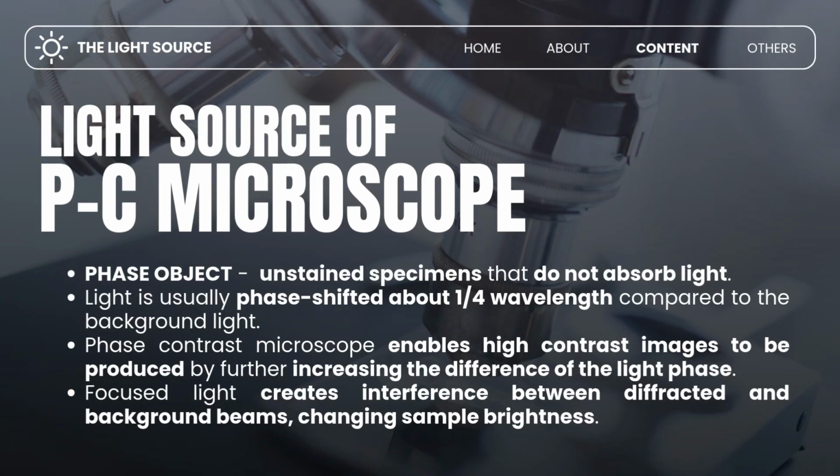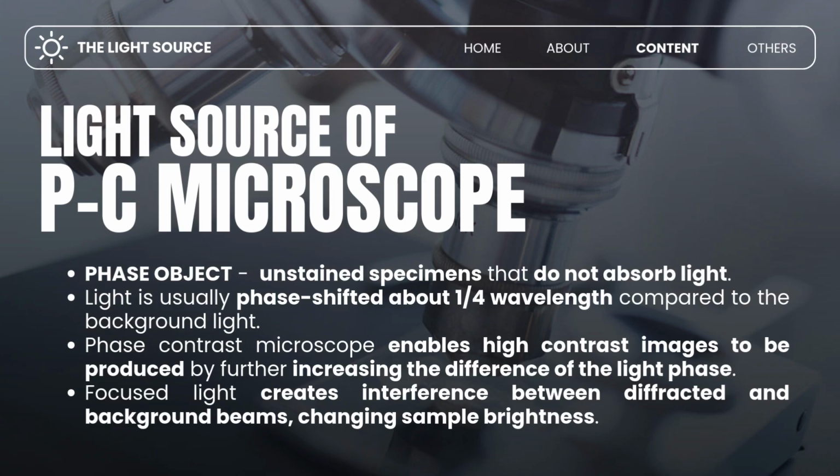As for the light source of the phase contrast microscope, first we discuss the phase object. These are unstained specimens that do not absorb light. This is because they slightly change the phase of light that is diffracted by them. The light is usually phase shifted by about 1/4 wavelength compared to the background light.